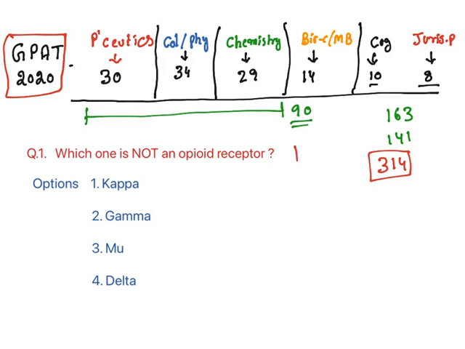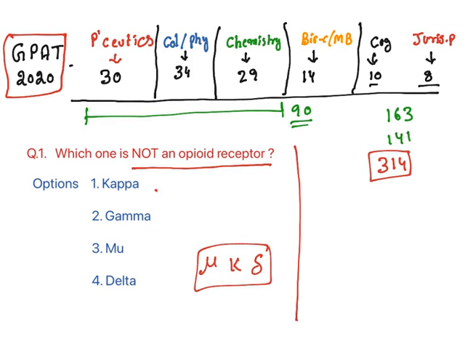Now let us get into the pharmacology question analysis. The first one is: which one is not an opioid receptor? The moment people start reading about opioid receptors, they will read about mu, kappa and delta receptors. So kappa, mu and delta are opioid receptors, but gamma is not there. This is a direct question which can be answered by any student who knows about opioid receptors.